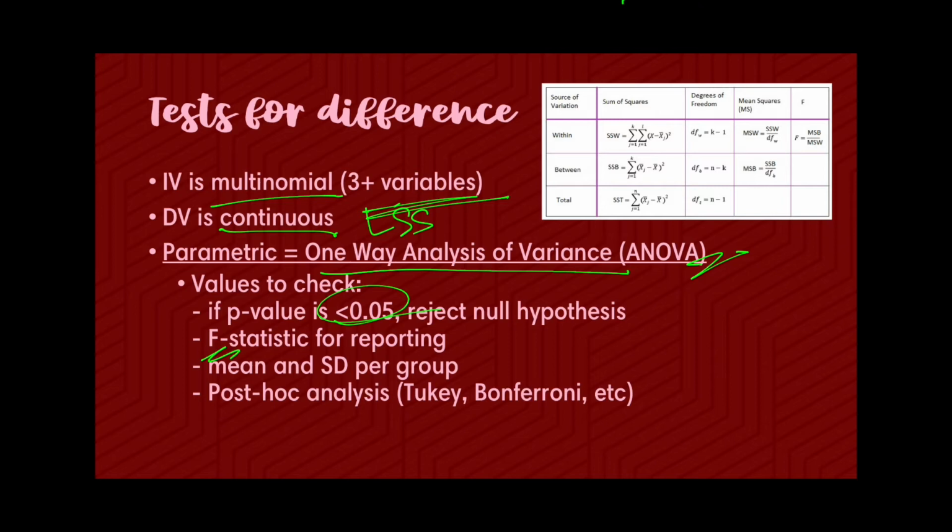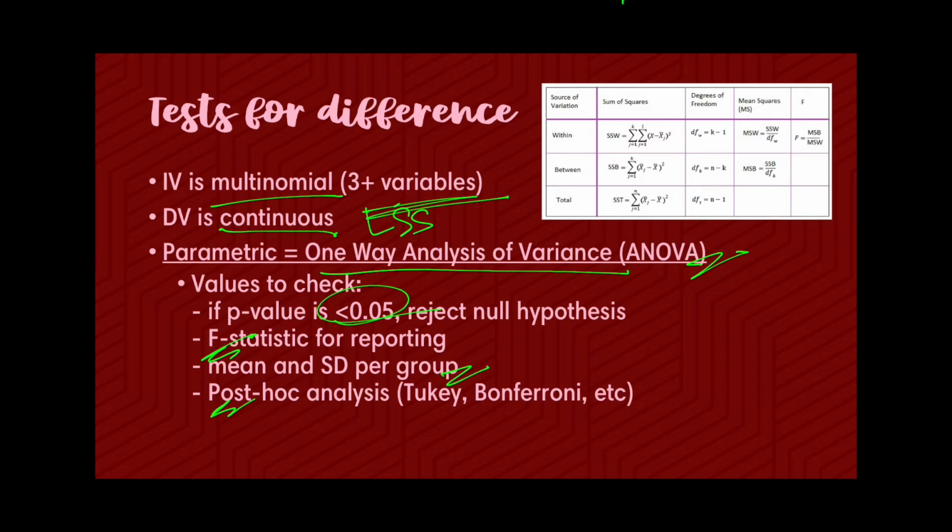You have to report the F statistic, no. So again, t-test ang nilalabas niya, t statistic. Mann Whitney U ang nilalabas niya, U statistic. Ang one-way analysis of variance ang nilalabas niya, F statistic. And then it would be nice that you will also report for the mean and SD per group, and then you also do a post hoc analysis, no.